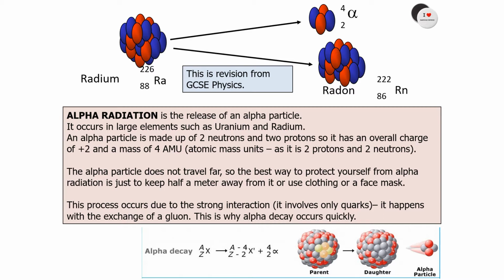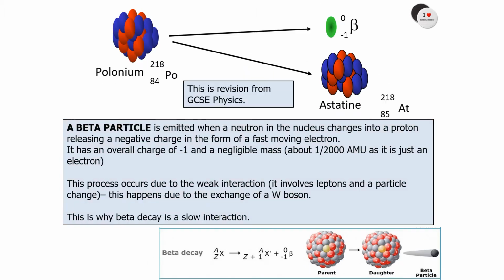Now, this process occurs due to a strong interaction, as it only involves quarks, and it happens with the exchange of a gluon, which is why the alpha decay occurs quickly. Now, in beta, a beta particle is emitted when a neutron in the nucleus changes into a proton, releasing a negative charge in the form of a fast-moving electron. It has an overall charge of -1 and a negligible mass, about 1/2000th of an atomic mass unit. This process occurs due to the weak interaction, as it involves leptons and the baryons change in type, and this occurs due to the exchange of a W boson, which is why the beta decay is a slow interaction.